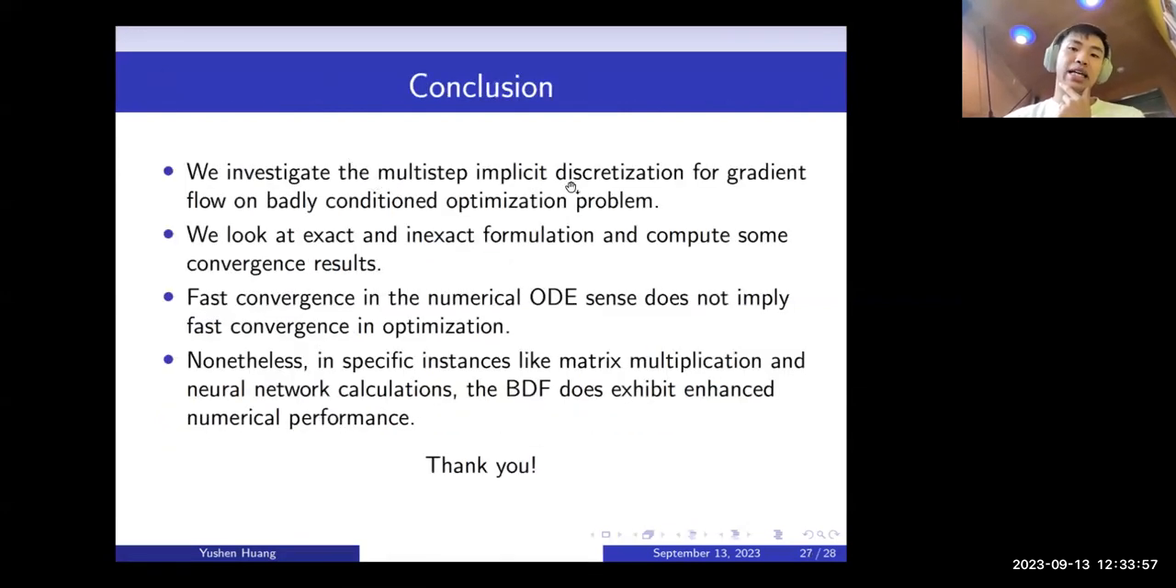In conclusion, we investigate the multi-step implicit discretization for gradient flow and unconstrained optimization problems. We also look at exact and inexact computation and derive some convergence results. We point out that fast convergence in numerical ODE doesn't imply faster optimization, but as we discussed, convergence analysis in numerical ODE can potentially help to show some convergence results in optimization, and it's more intuitive. However, in specific instances like this matrix factorization neural network computation, the BDF does enhance numerical performance. We also tried some other experiments like compressed sensing with the L1 norm, where we try some non-smooth minimization, and we also see BDF has better convergence rates there. So I think there are even more practical examples where the BDF scheme can benefit. That's pretty much the presentation.